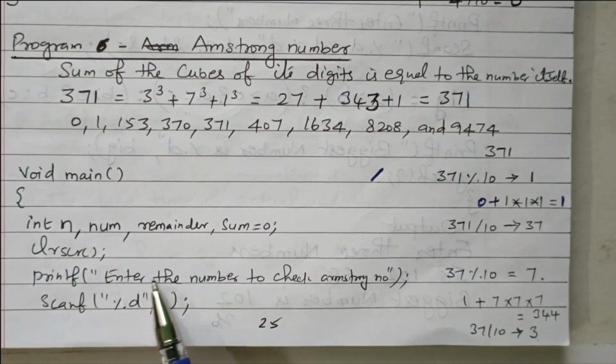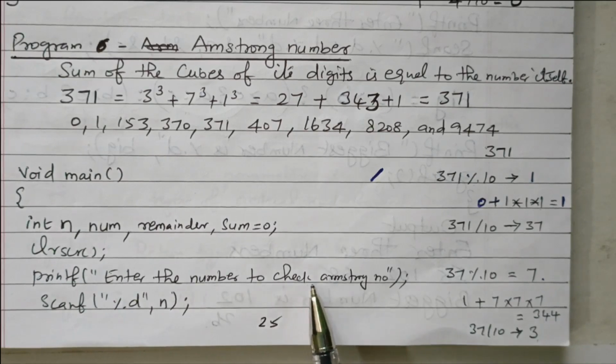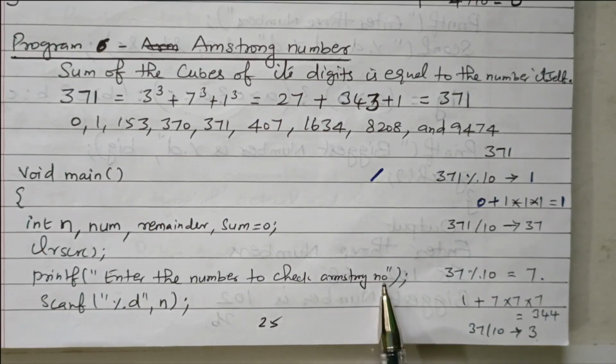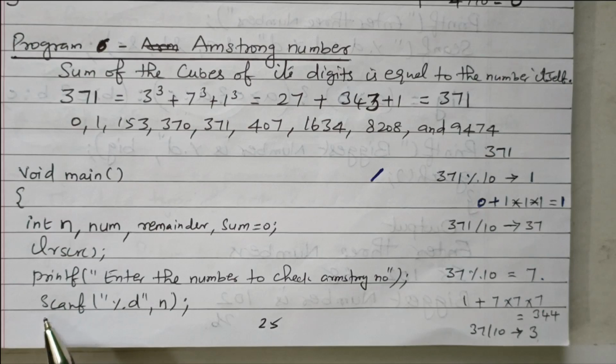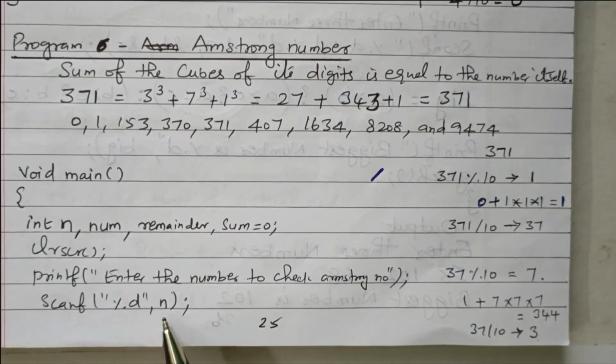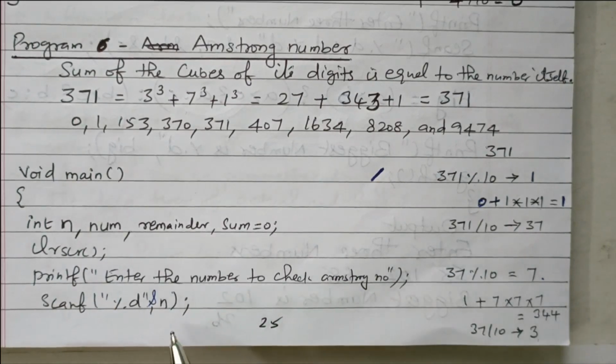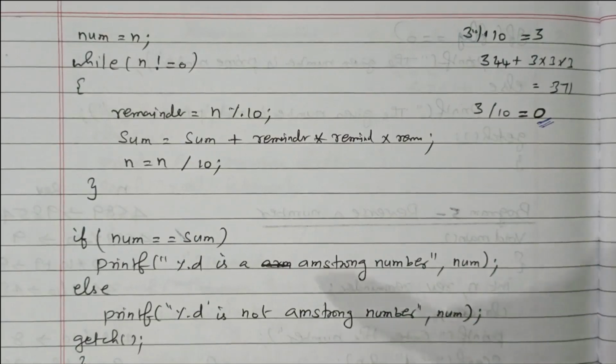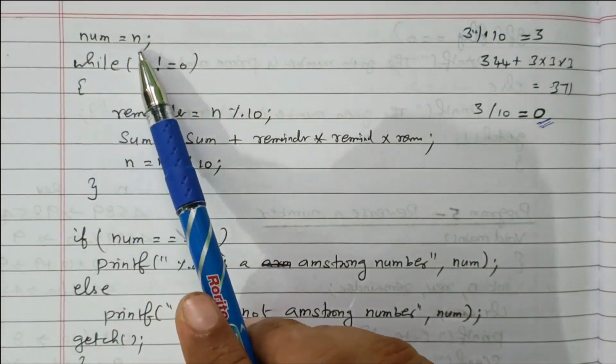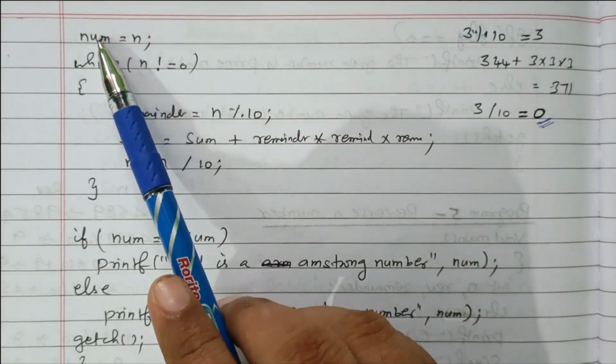So we ask the user to enter the number we need to check whether it is an Armstrong number or not. The user enters the number, which is scanned by the scanf statement and stored in n. It is ampersand n, the address of n. Now we'll see the next process. The next step is num equal to n. The number is stored in the variable n.